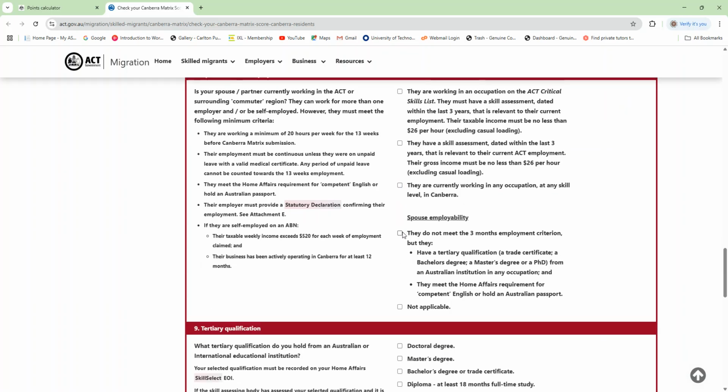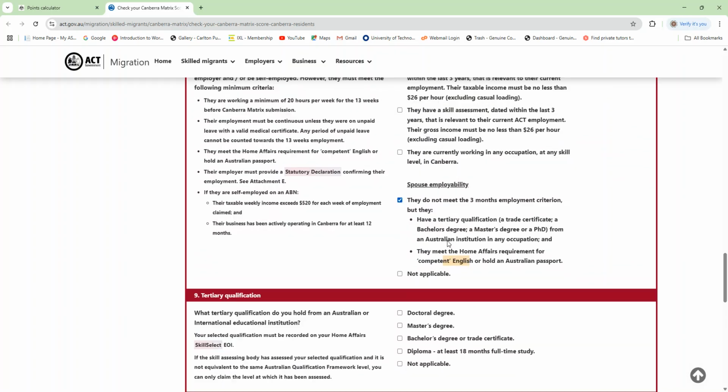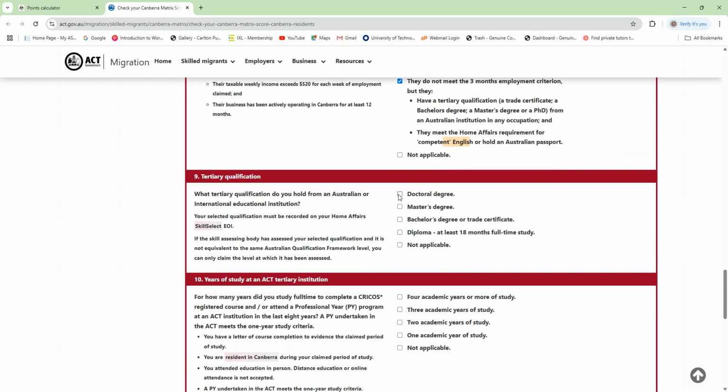And they don't meet the employment criteria. But even if they have a tertiary qualification, or they meet the home use requirement, competent English, at least they have competent English, then they will get 5 points. Tertiary means bachelor degree, master degree, or PhD. And trade certificate means diploma, bachelor, and PhD, and at least they have competent English, then 5 points. For qualification, doctorate gets 20 points, master degree gets 15 points, bachelor degree gets 10 points.